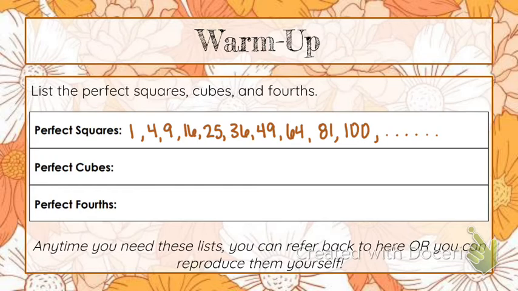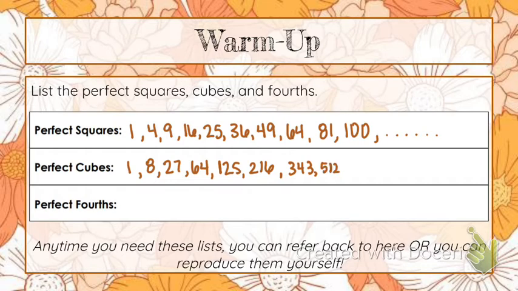So then perfect cubes, that's when you multiply something by itself 3 times. So 1 cubed, 1 times 1 times 1, is just 1. 2 cubed, so 2 times 2 times 2, is 8. 3 cubed is 27. You can always type these in your calculator. The next one is 64, 125, 216, 343, 512, 729, and 1000.